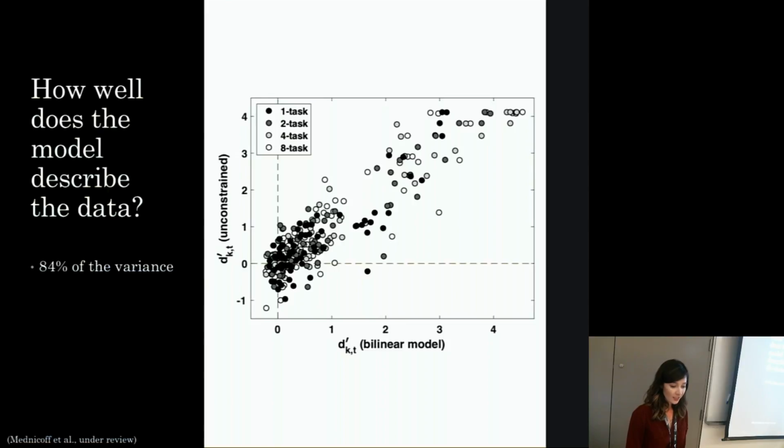So how well does this model describe our actual listeners' data? It explains 84% of the variance, actually. So again, the bilinear model results are on the x-axis, while the unconstrained listeners' data is on the y.